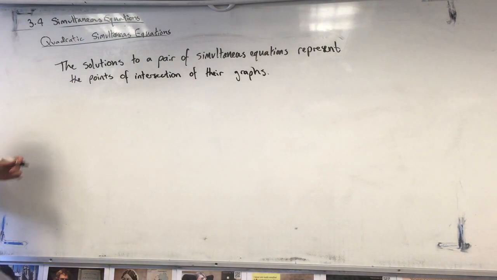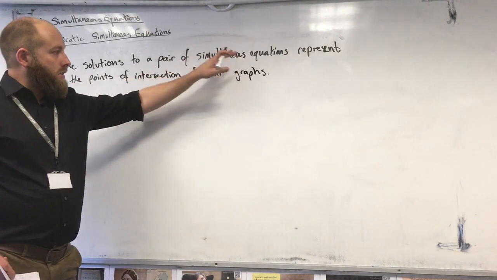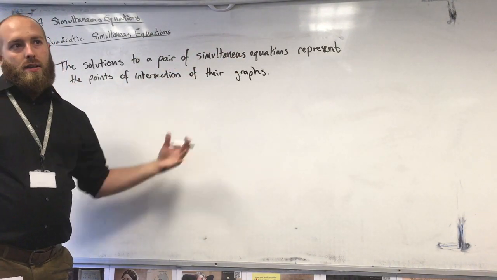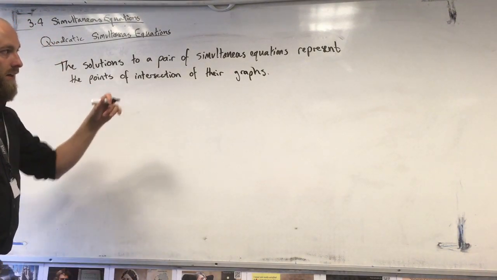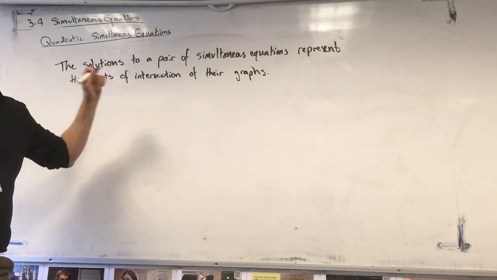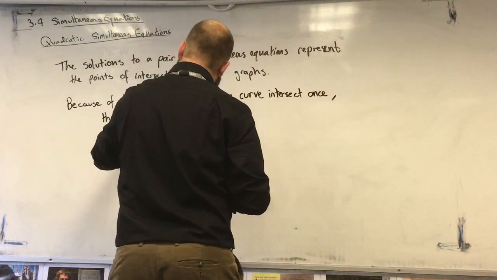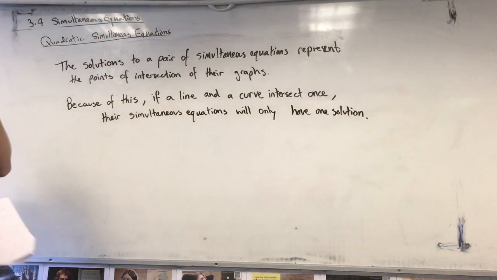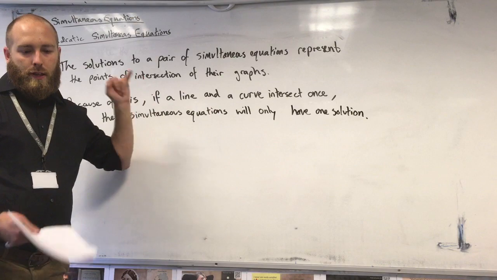So as we've seen, the solutions to a pair of simultaneous equations represent the points where those equations intersect each other as graphs. So if you've got a curve and a line intersecting, where they meet is going to be the solutions to their simultaneous equations. Now, because of that, if a line and a curve intersect only once, their simultaneous equations will only have one solution.